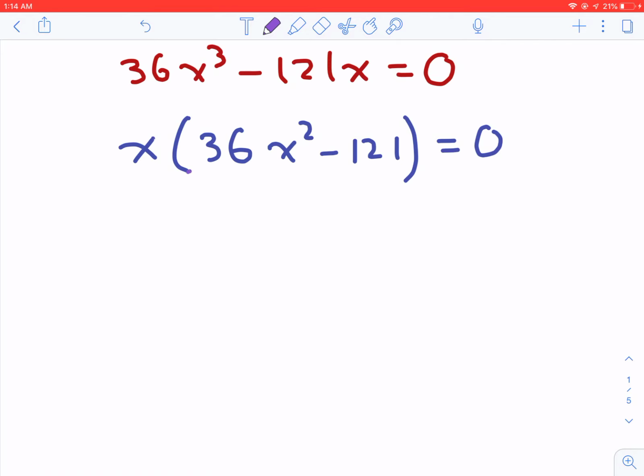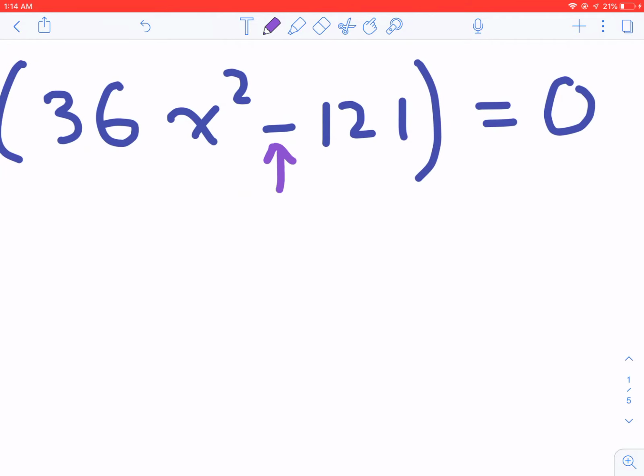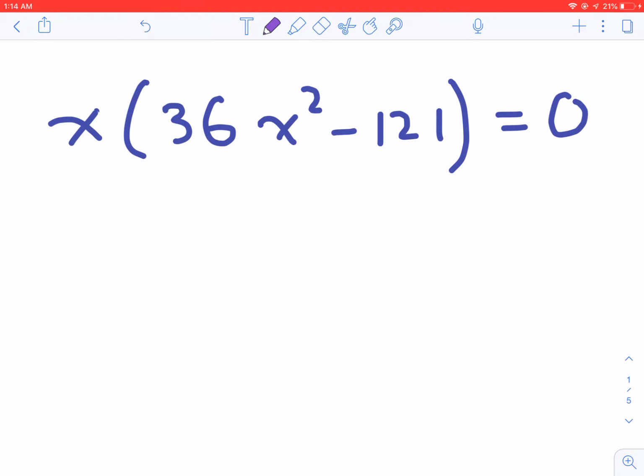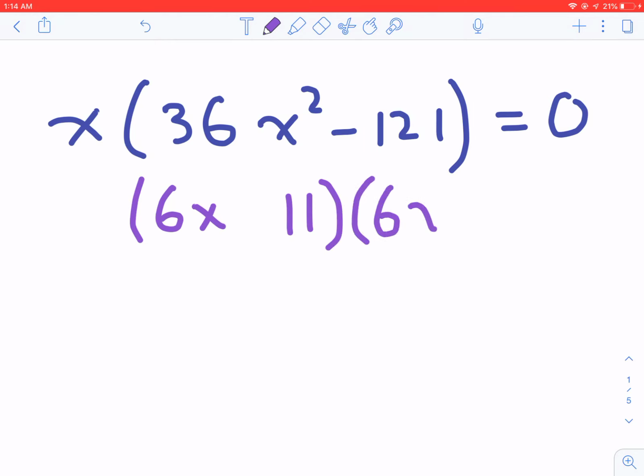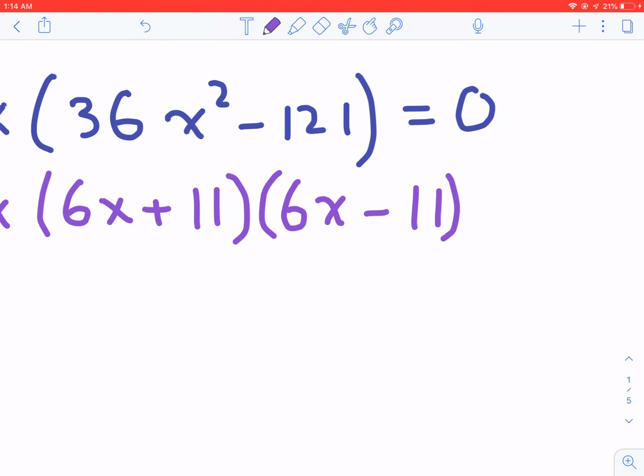Taking a look inside the parentheses, I've got 36x squared and 121, and both of those are perfect squares, and it's a difference, a minus in between. I know they're perfect squares because I can take the square root of them. 6 times 6 is 36, so the square root of 36 is 6, the square root of x squared is x, and the square root of 121 is 11. So factoring like a difference of squares, I'll have 6x plus 11 and 6x minus 11. Bring down this x, and there we go. Now it is fully factored.